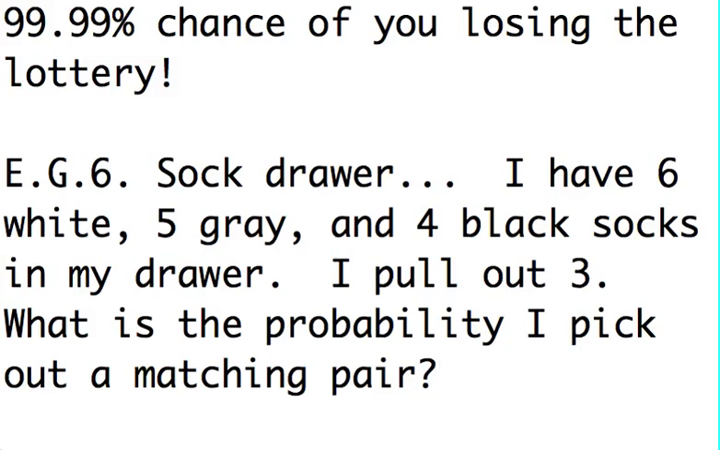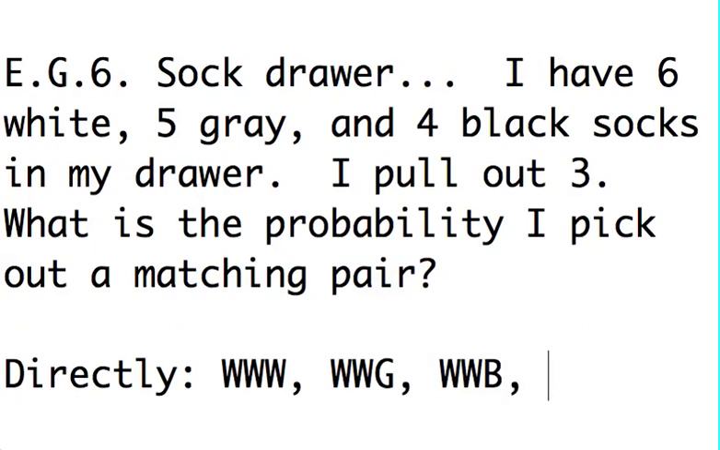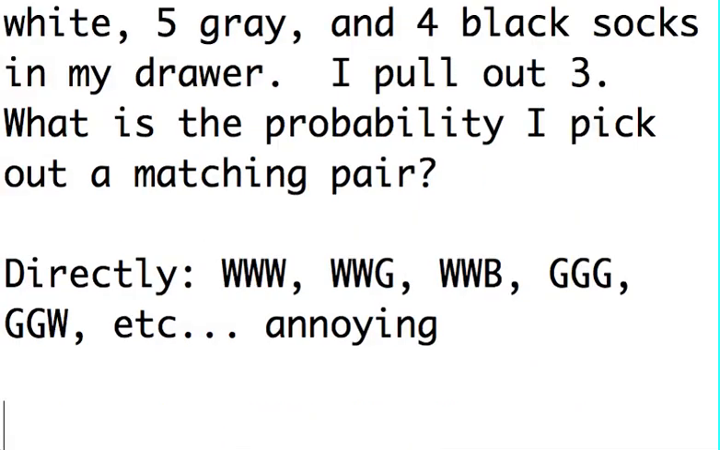Well, this is annoying if we want to do it directly. If we did it directly, we'd have to say, well, I could pull out 3 whites, I could pull out a white, white, and a gray, a white, white, and a black, or I could pull out 3 grays, or gray, gray, white, etc. This is annoying. We have so many different things to consider. But let's look at the complement.